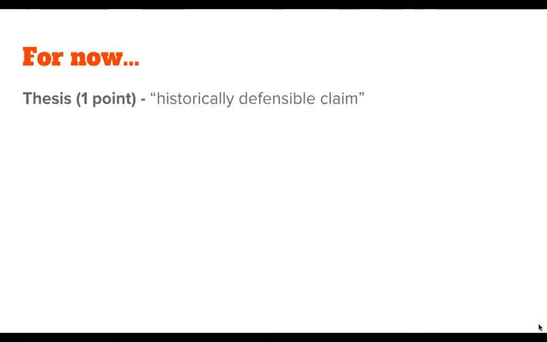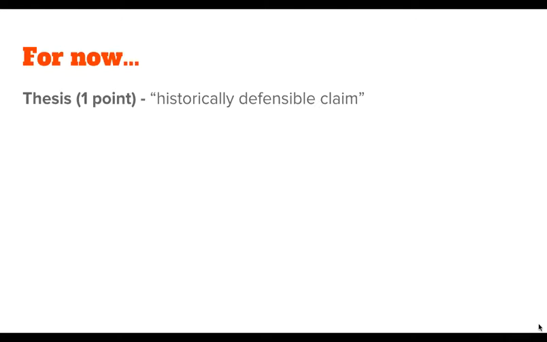Now, thesis in world history writing is like a thesis in English writing. It is that introductory statement that gives the overall answer to your question and sets you up to build your argument throughout the rest of your essay. The language from the College Board is that your thesis needs to present what they say is a, quote, historically defensible claim. So what this means is that your answer has to make a claim. You have to have an argument. You can't simply restate the prompt and call that your thesis statement.